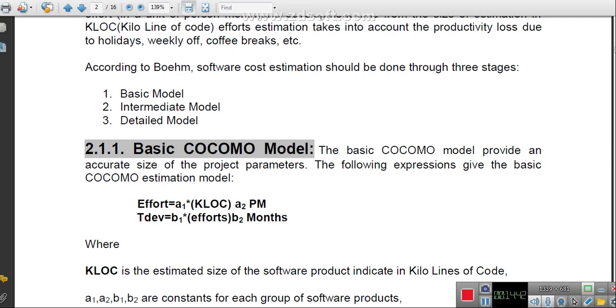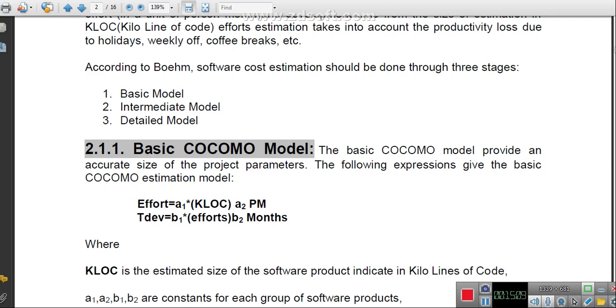So you have to go step by step through these particular three stages: first basic model, intermediate model and a detailed model. प्रोजेक्ट कौन सा भी हो, चाहे वो ऑर्गेनिक हो, सेमी डिटैच हो या एम्बेडेड हो, आपको ये 3 स्टेज यूज करना है, बेसिक मॉडल, इंटरमीडिएट मॉडल एंड डिटेल मॉडल.